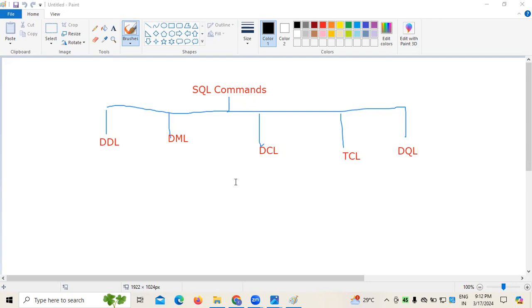Understand? Clear? Next, the third command is called drop. This is the command which is used to delete both the structure as well as records stored in a particular table.